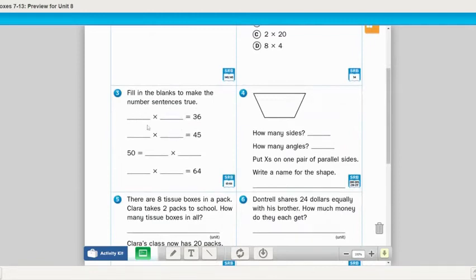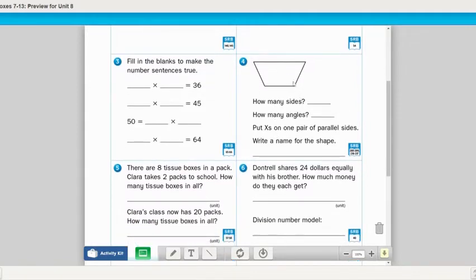Number 3, you have a blank times a blank and it equals a product. You have to figure out what these blank numbers are. This first one is beautiful no matter what you put on there. Gorgeous. I love that one. Number 4, you have this shape. Then you have some questions about this shape. First question is how many sides? Just write that number there. How many angles? Write that number there. And put X's on one pair of parallel sides. There might be more than one pair of parallel sides. And then you write the name for the shape. So you're going to need to have 2 X's somewhere on here to show where the parallel sides are.